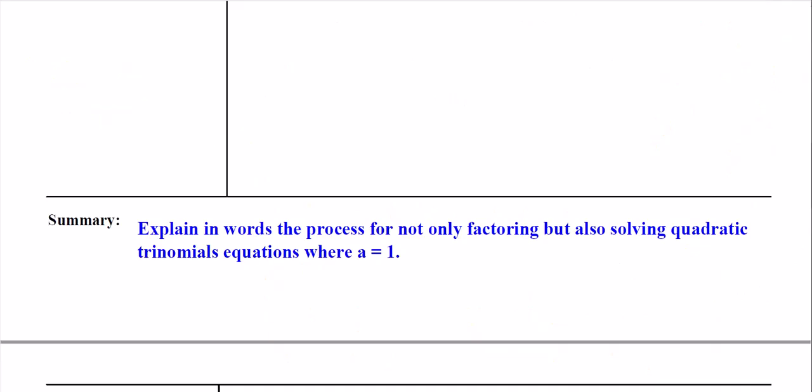I can't emphasize how much these summaries are important to your understanding. I've been looking at some people's notes and they are not doing summaries, and it's reflecting on their understanding and their grades on assignments. Please take the time to explain in words the process for not only factoring but also solving quadratic trinomials, equations where a is equal to 1. So you take some time to write down in words, not how you feel about this. Explain the process of how we did these problems.